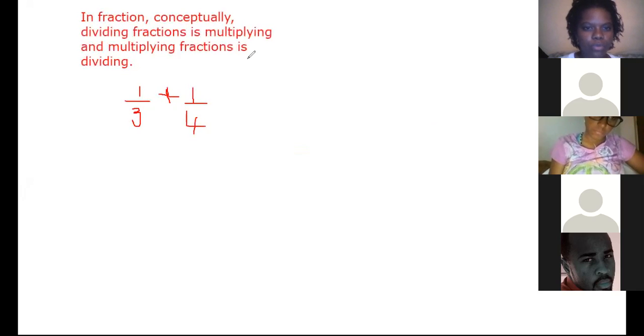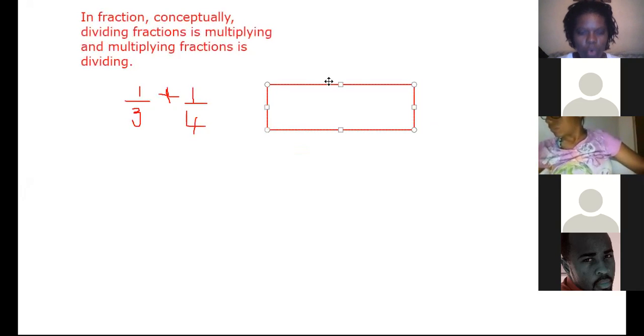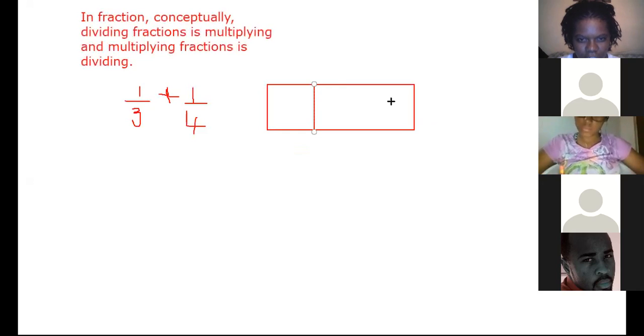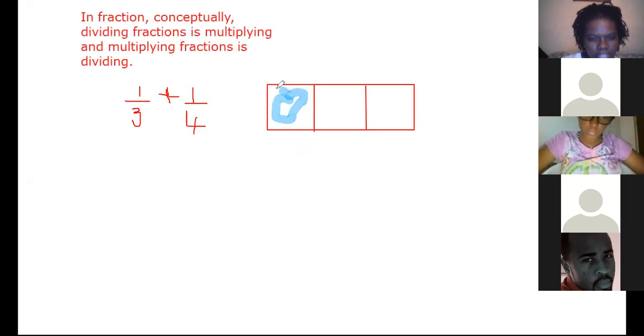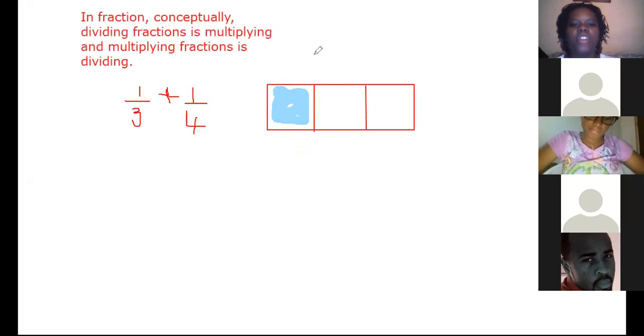All right. 1 over 3 can be expressed in a diagram like this. And if we are to cut it into 3 equal parts, remember the equal parts is important, three equal parts, and we are of course shading. Is this represented by my 1 over 3? Good.